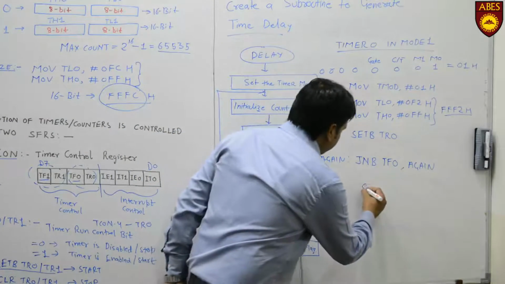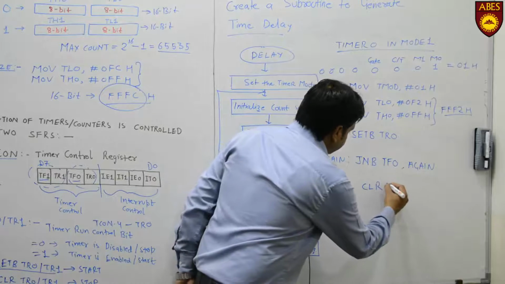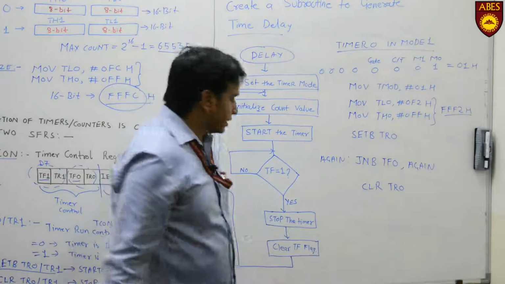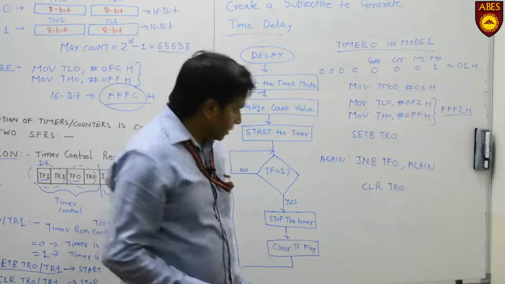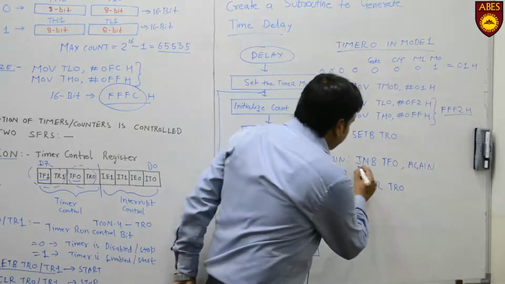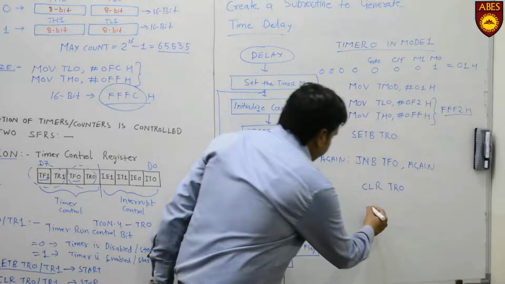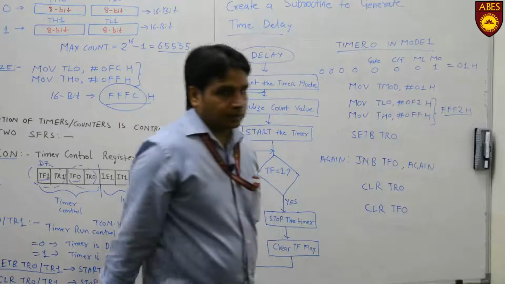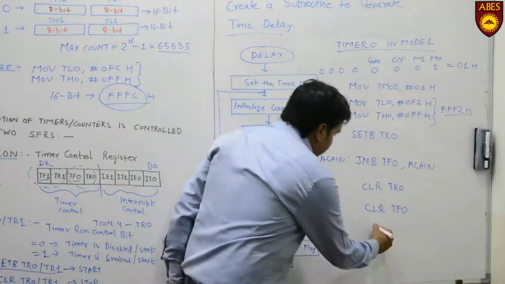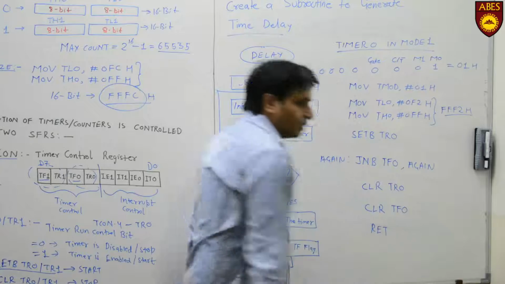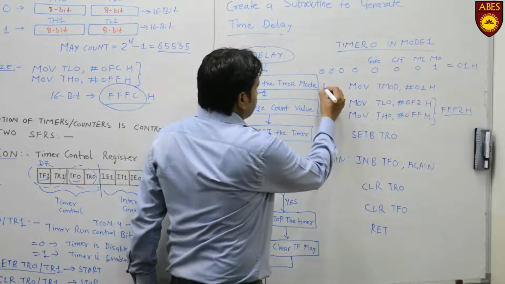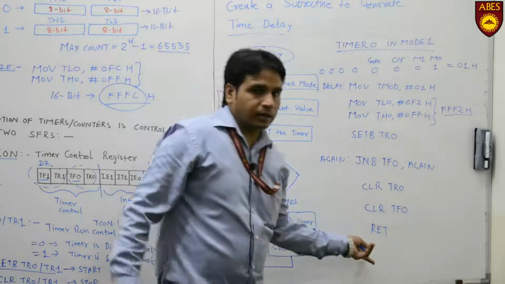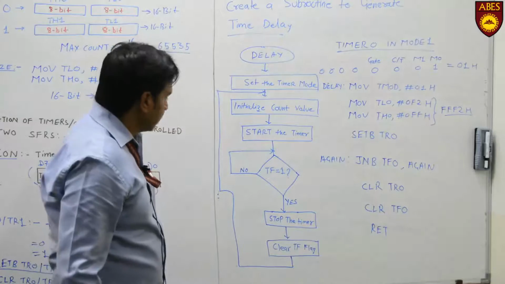Then we have to stop the timer with the help of the instruction CLR TR0. This will stop the timer because the counting has been achieved. To prepare this timer for the next round, we have to clear this flag bit because it has become 1 at this position. So we will write CLR TF0, to clear the value of the flag bit. Then we can return to the main program from where this delay program has been called. So this is the delay program.